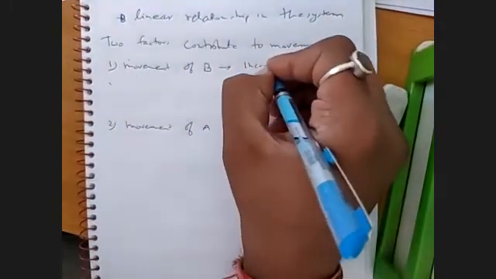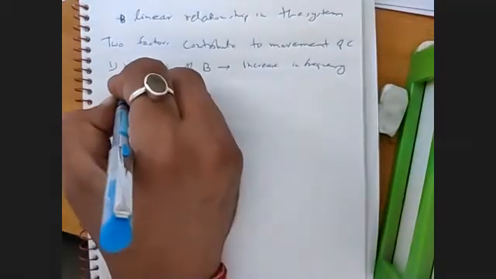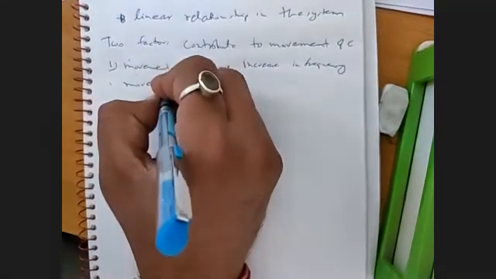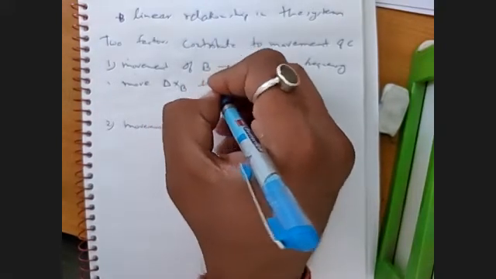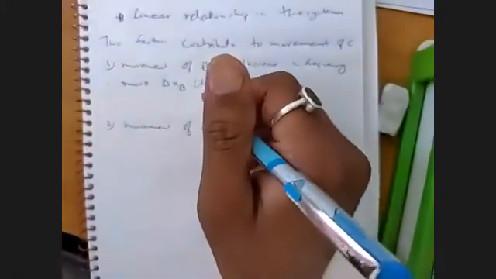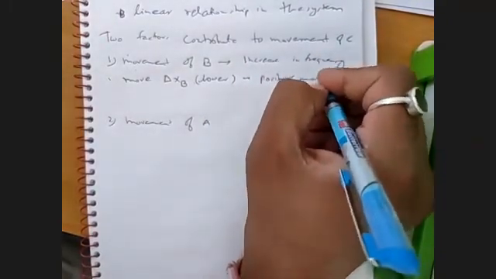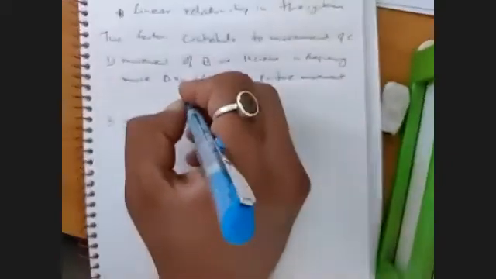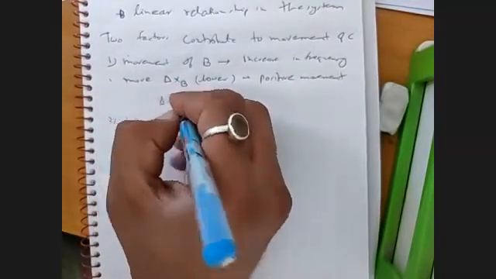First is the movement of B. So an increase in frequency moves point B by delta XB, and it will move downwards, and this will be considered a positive movement, and we can say that delta XB will be K1 into delta F.